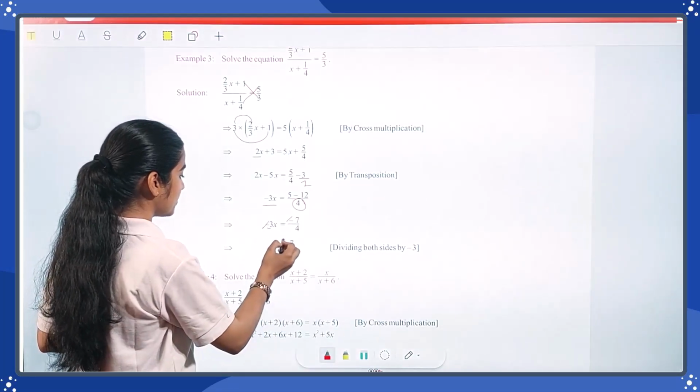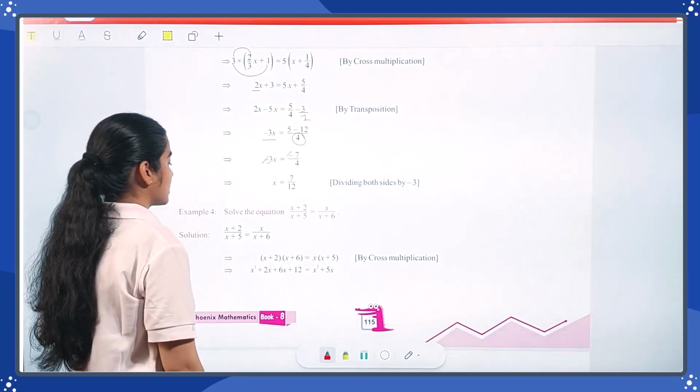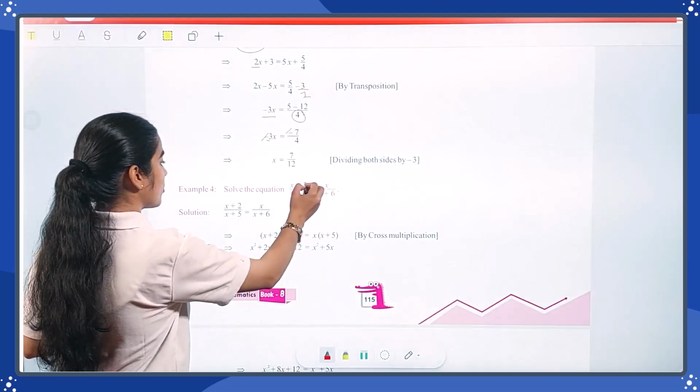How? Because 3 is multiplied here, so we have to divide it and we change the side. Now solve this equation. So again you have to cross multiply.